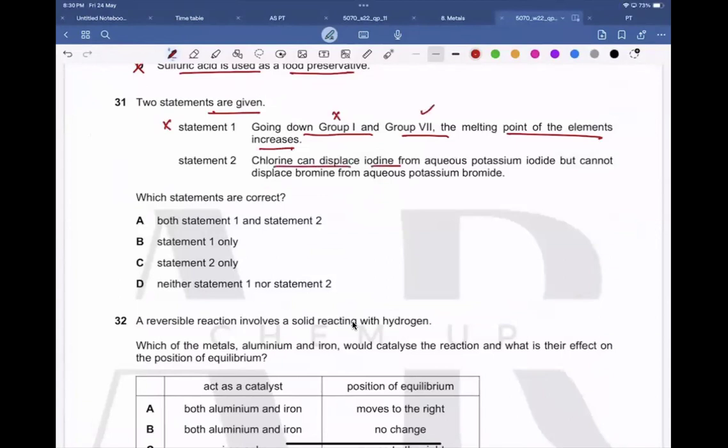Chlorine can displace iodine from aqueous potassium iodide, but cannot displace bromine from potassium bromide. No, the first one is correct, but the second one is wrong. It can also displace bromine from potassium bromide, because chlorine is above bromine and iodine. So which statements are correct? Neither statement 1 nor statement 2. So A, B, and C are wrong, and D is the correct option.